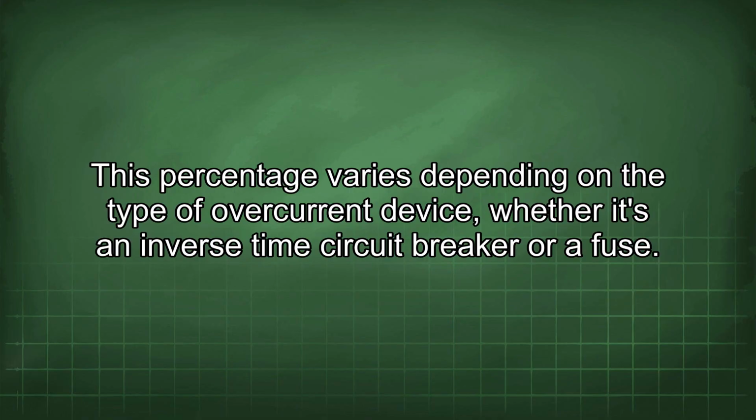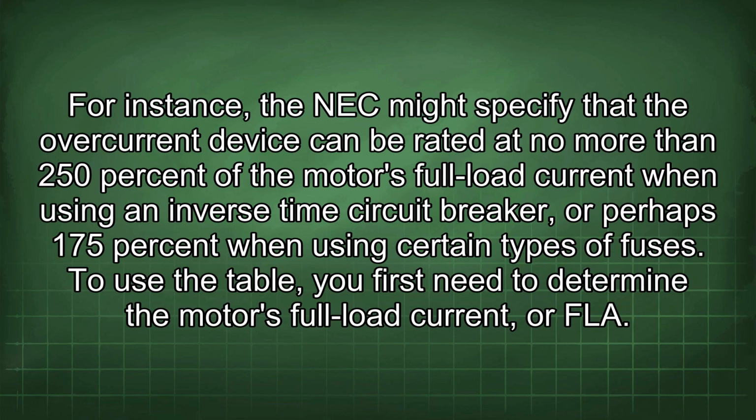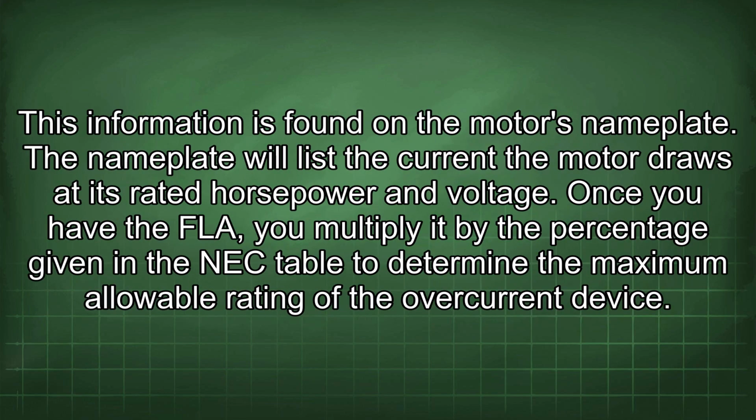For instance, the NEC might specify that the overcurrent device can be rated at no more than 250% of the motor's full load current when using an inverse time circuit breaker, or perhaps 175% when using certain types of fuses. To use the table, you first need to determine the motor's full load current, or FLA. This information is found on the motor's nameplate. The nameplate will list the current the motor draws at its rated horsepower and voltage.